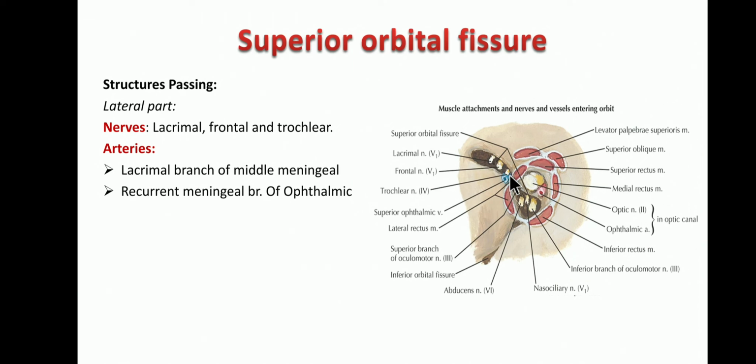LFT. LEFT is left, you remove E, LFT, because lacrimal, frontal and nasociliary is the other branch of the ophthalmic which does not come here. Instead the trochlear nerve comes. Then the vessels, as I told you, the lacrimal branch of middle meningeal and recurrent meningeal branch of ophthalmic artery. Okay. The next, again it is actually from the lacrimal artery only.